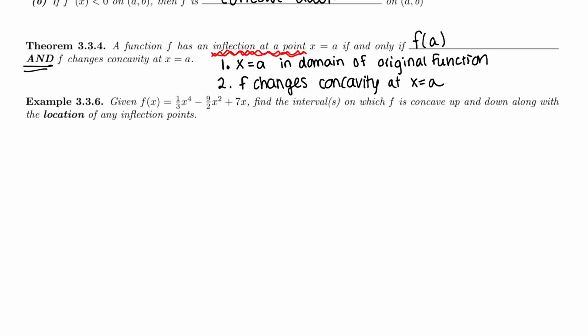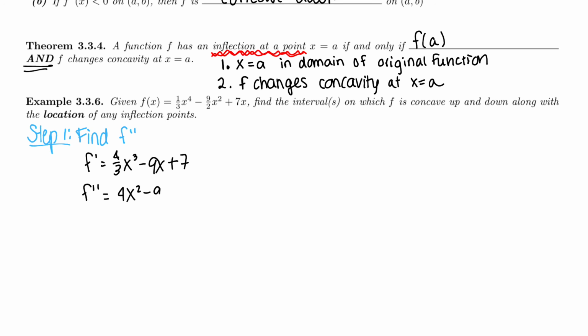So we'll do this problem. We're going to find intervals of concavity. So we're going to find intervals where f is concave up, intervals where f is concave down, and we're going to find the location of any inflection points. This is a very similar process to the one we did for increasing, decreasing. So instead of finding f prime, we want to find f double prime. So for f prime, this would be 4/3 x cubed minus 9x plus 7. F double prime, taking that derivative, would be 4x squared minus 9.